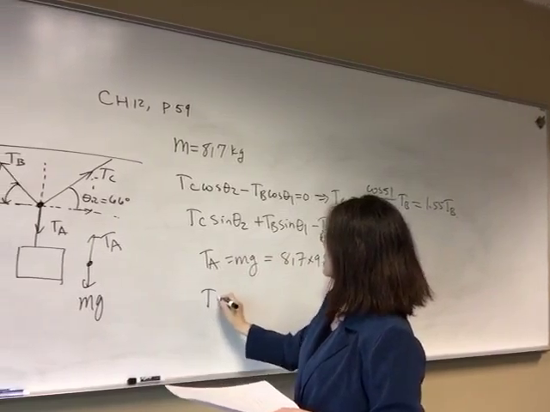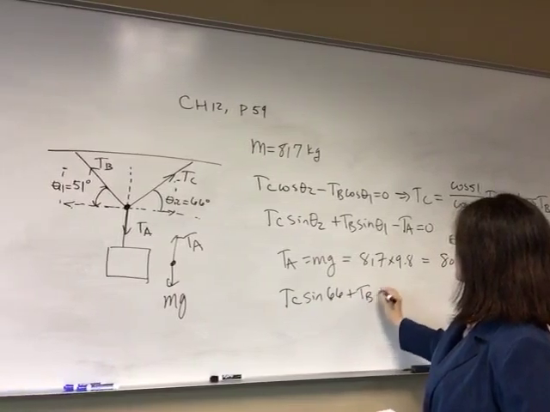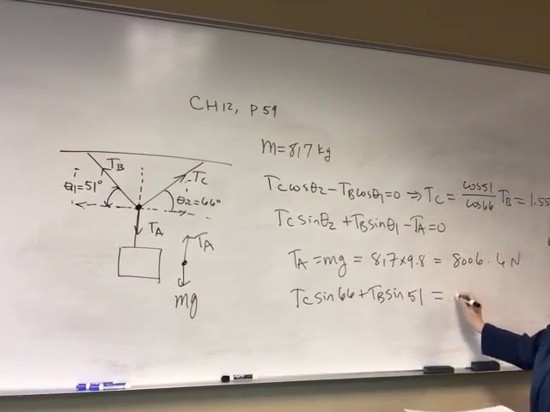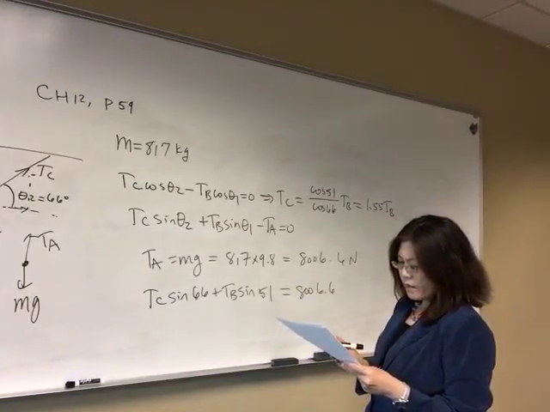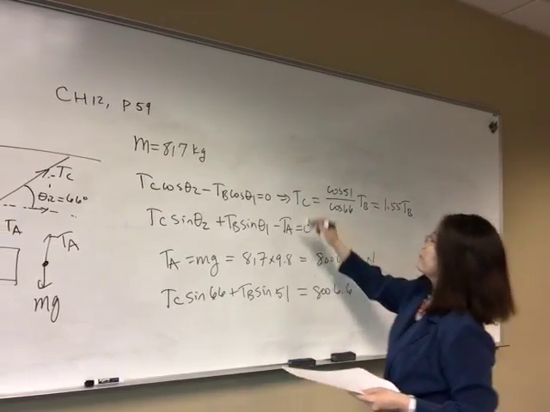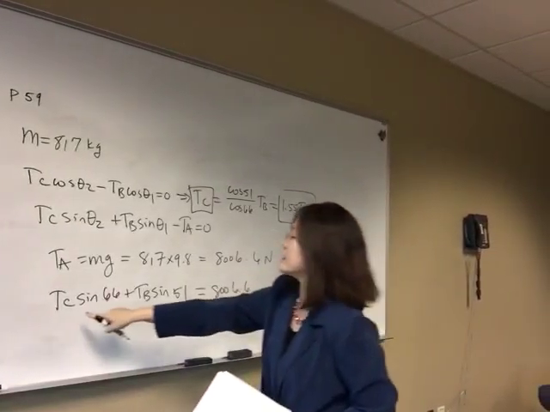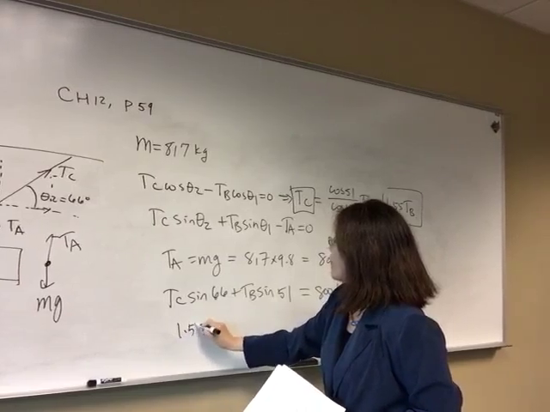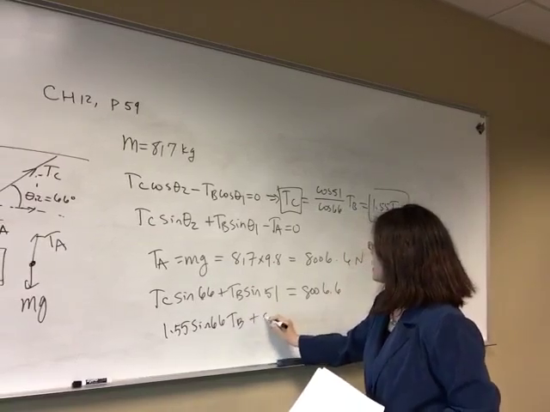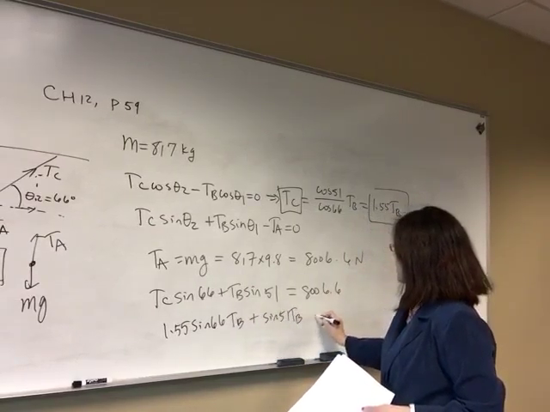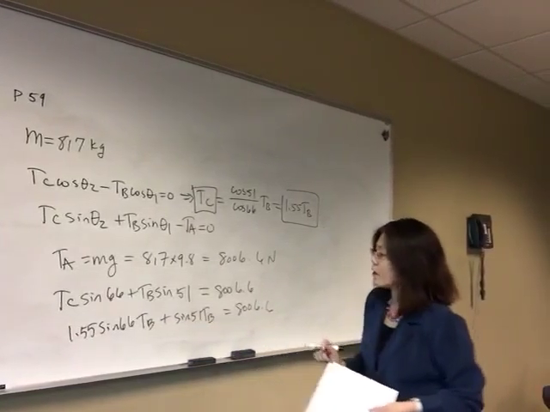So we can plug into this equation. You have TC sine theta 2, which is 66, plus TB sine theta 1, which is 51, equal to 8,006.6. Then we can utilize the information that TC is equal to 1.55 TB and do substitution. Your TC here is replaced by 1.55 TB. So 1.55 times sine of 66 times TB, plus sine 51 times TB, and the whole thing is equal to this. Now we have one equation, one unknown, so you can calculate your TB.